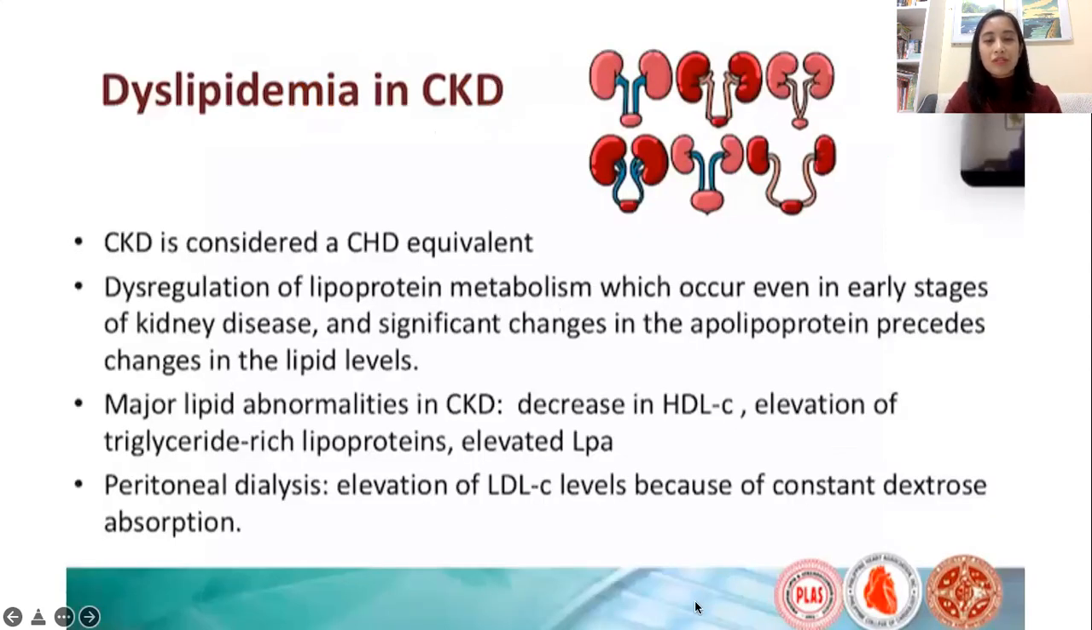So what about patients with chronic kidney disease? These are also very common patients that you will encounter in your clinical practice. CKD is considered a coronary equivalent. And this is because dysregulation of lipoprotein metabolism can occur even in early stages of kidney disease, and can result in significant changes in the apolipoproteins, even if there are no changes yet in your lipid profile. The major lipid abnormalities in CKD are a decrease in your HDL, an elevation of your triglyceride-rich lipoproteins, and elevated lipoprotein lipase. And then patients on peritoneal dialysis usually have elevation of LDL cholesterol levels because of constant dextrose absorption.